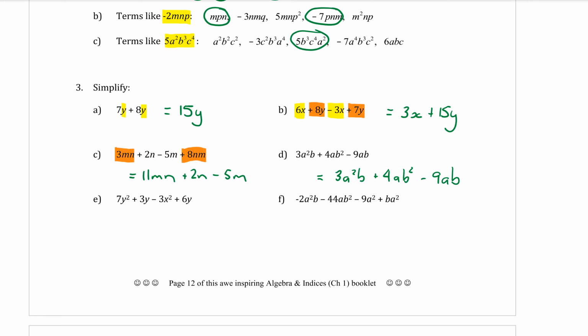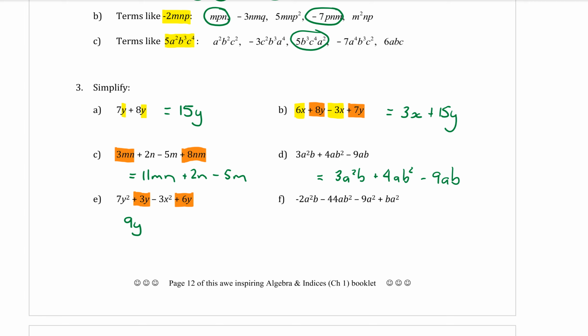Next one, E. 7y squared. Nope, there's no other y squareds there, so that's not going to collect up. 3y and 6y. Yes, they are like terms, so I've highlighted those. A positive 3 plus 6 more. 3 plus 6 makes 9. So 9y. And the minus 3x squared, it's also different. So those other two, we write at the end.